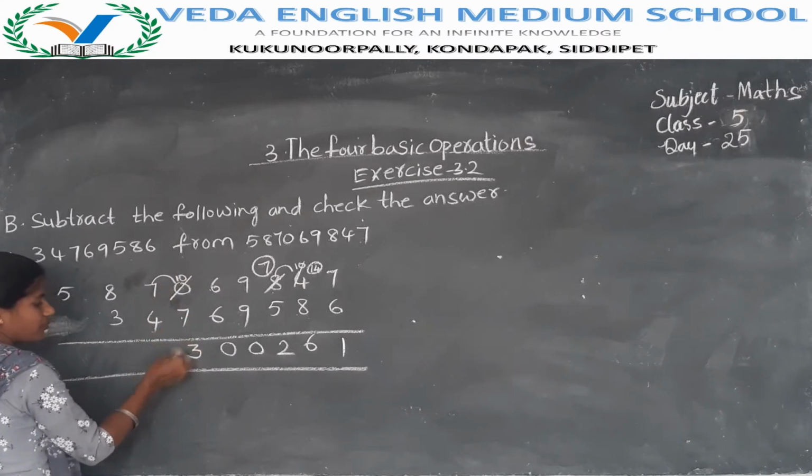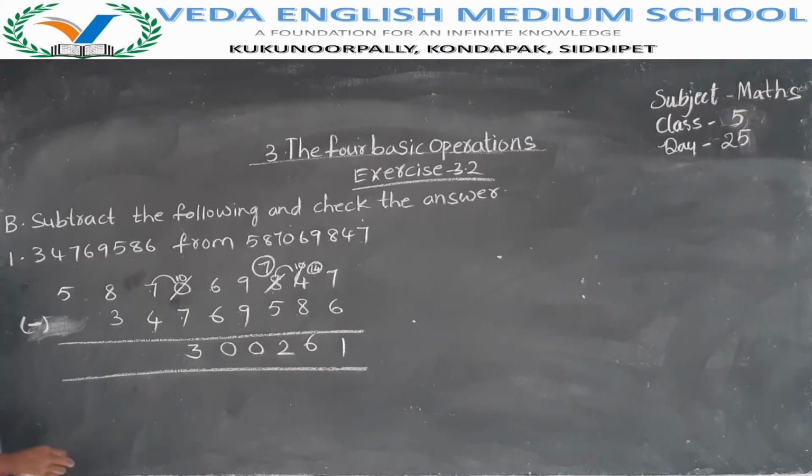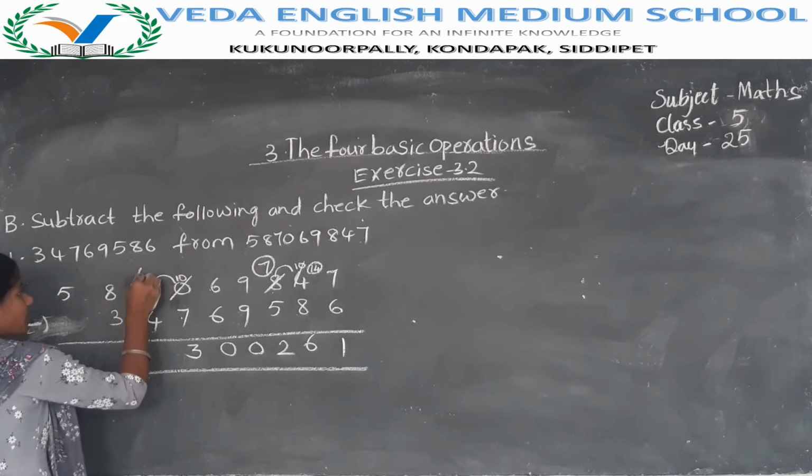It gives 3. Now after taking borrow, from where you took the borrow, one number will decrease, as I said. So 7. From this 7, 1 will be subtracted, so it is 6. 6 minus 4 is 2.